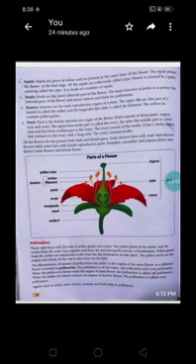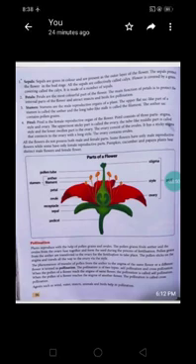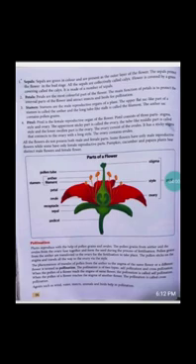Ovary contains tiny egg-like structures called ovules. The ovules contain the female sex cell of the plant. The female part of the flower is called the pistil, and it is also known as carpel. You can see the different parts of the flower in the picture given on page number 96.